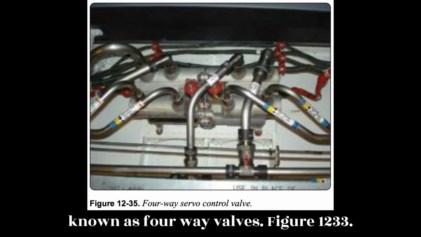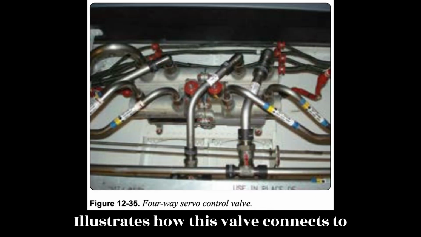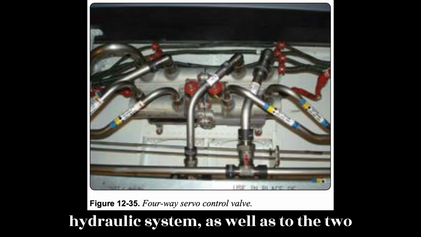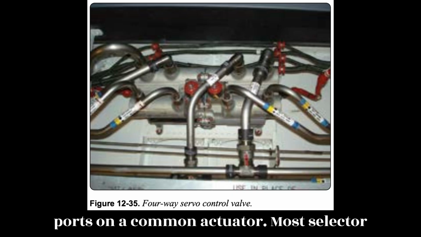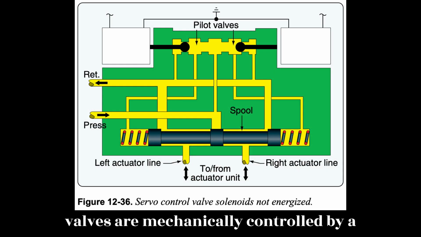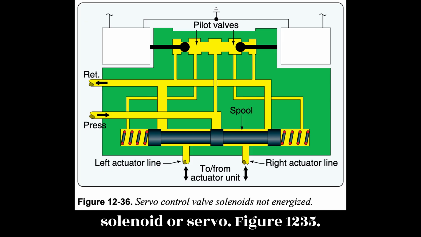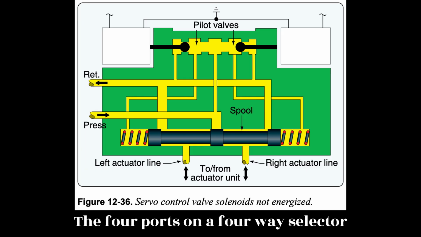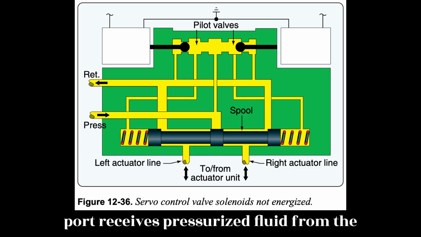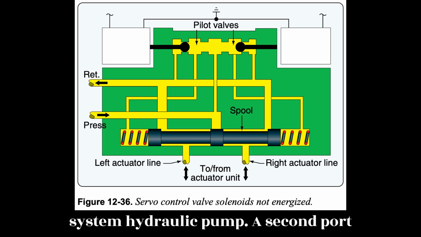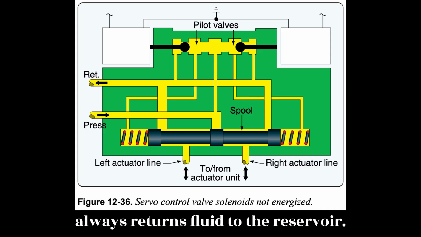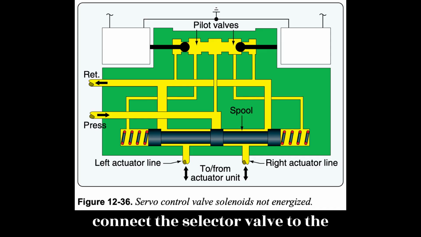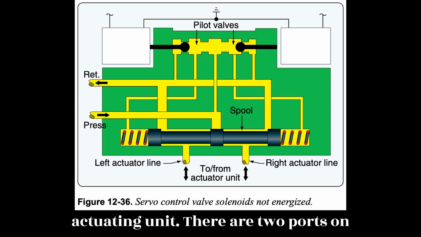Figure 12-33 illustrates how this valve connects to the pressure and return lines of the hydraulic system, as well as to the 2 ports on a common actuator. Most selector valves are mechanically controlled by a lever or electrically controlled by solenoid or servo. Figure 12-35. The 4 ports on a 4-way selector valve always have the same function. One port receives pressurized fluid from the system hydraulic pump. A second port always returns fluid to the reservoir. The third and fourth ports are used to connect the selector valve to the actuating unit. There are 2 ports on the actuating unit.